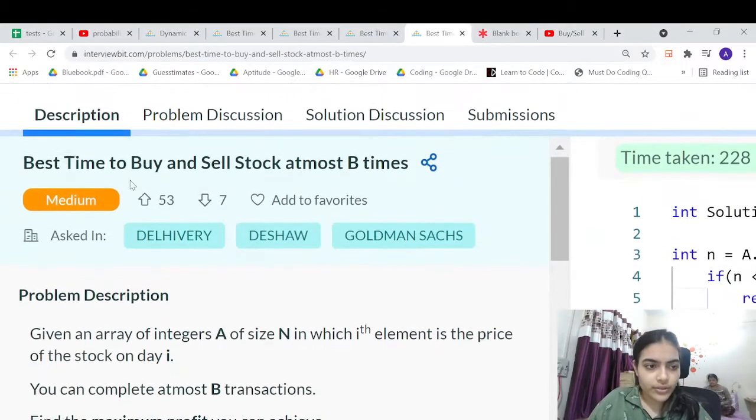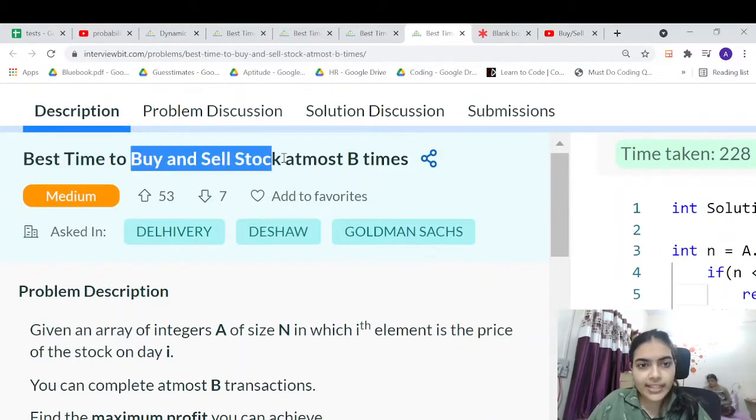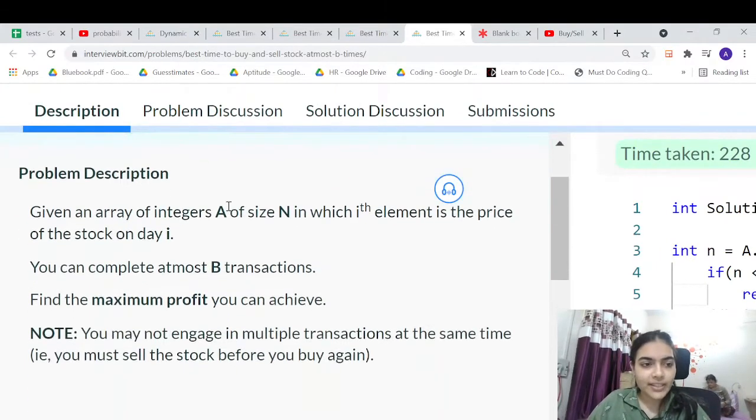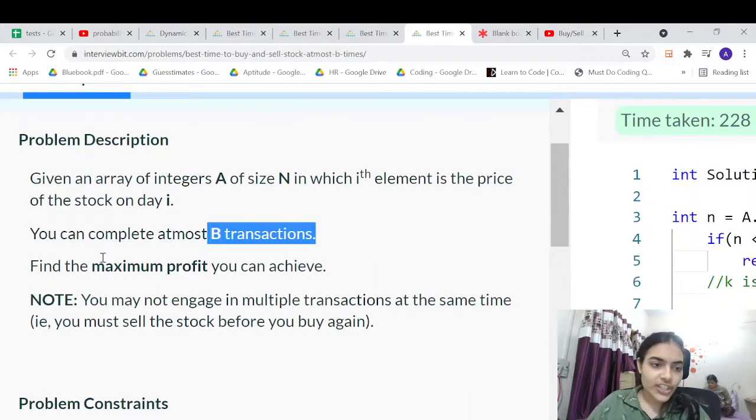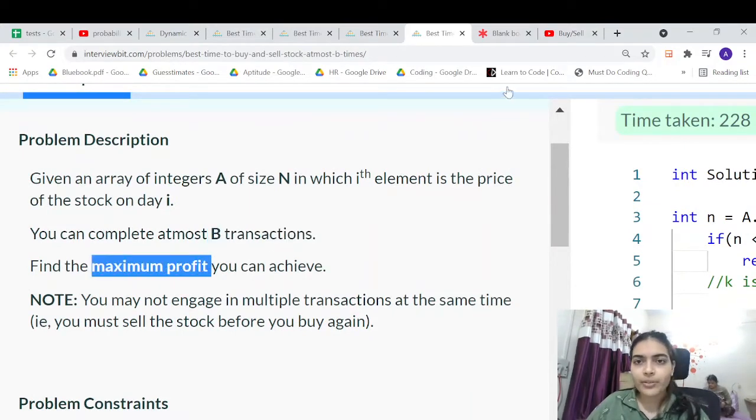Today we are going to see the problem called best time to buy and sell stock at most b times. You're given an array of integers a of size n, in which the ith element is the price of the stock on day i. You can complete at most b transactions and you have to find the maximum profit that you can achieve.